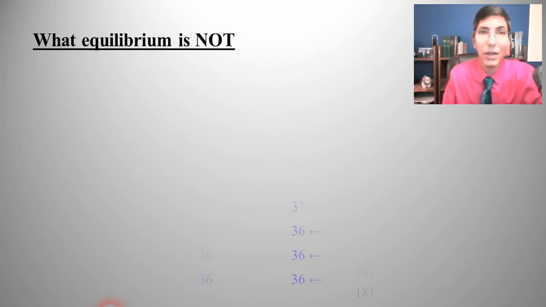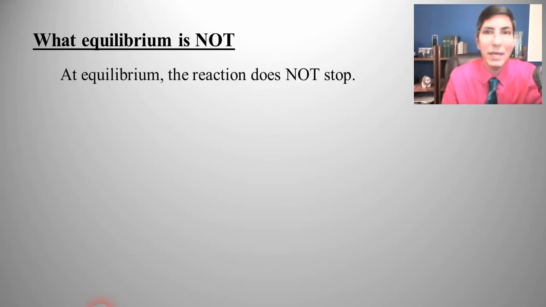Now, what in the world does a dance floor and a dance have to do with a chemical reaction? Well, let's think about what equilibrium is not, first of all, because some students get confused when we say equilibrium. Equilibrium does not mean the reaction has stopped. Just like dance floor equilibrium did not mean that the dance had stopped, the reaction keeps going even after we get to equilibrium. It just keeps on going.